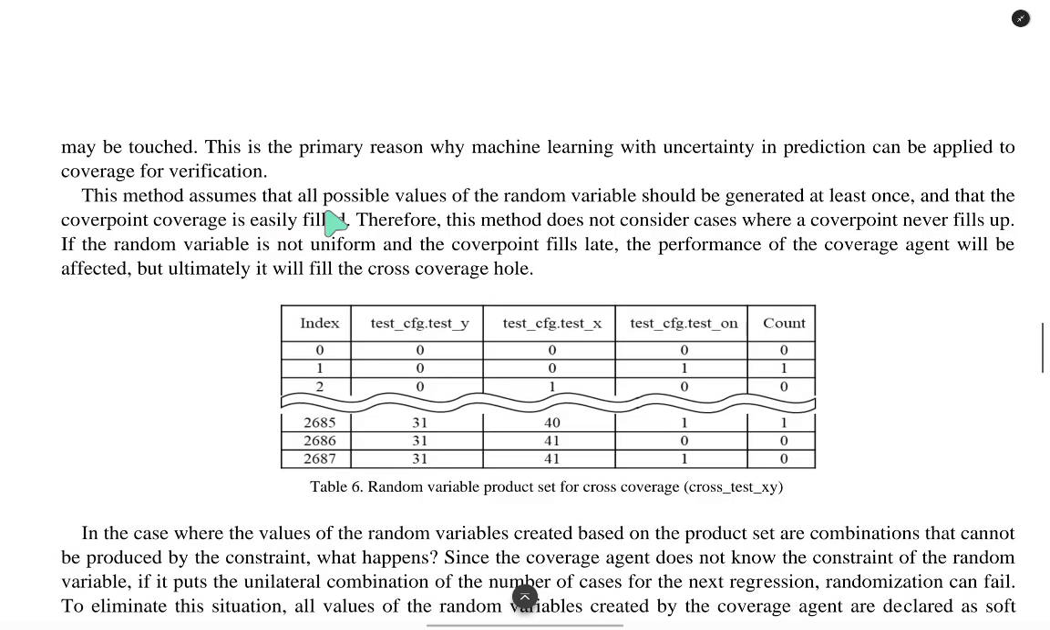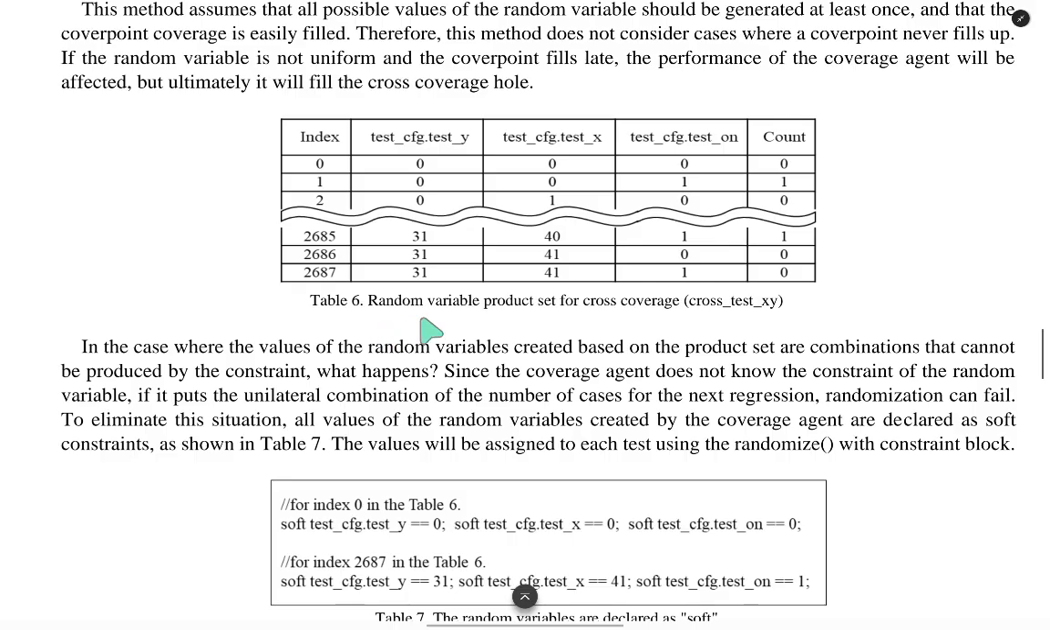This method assumes that all possible values of random variables should be generated at least once, and that the coverpoint coverage is easily filled. Therefore, this method does not consider cases where a coverpoint never fills up. So if the random variable is not uniform and the coverpoint fills late, the performance of the coverage agent will be affected, although ultimately it will find the cross coverage hole. Table 6 is the random variable product set for the cross coverage cross_test_XY.